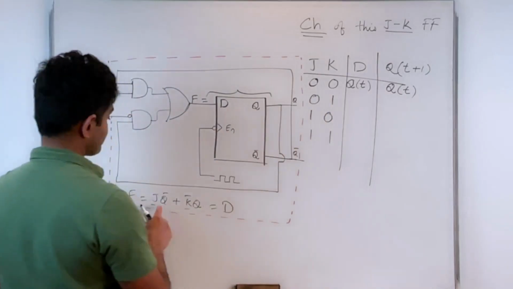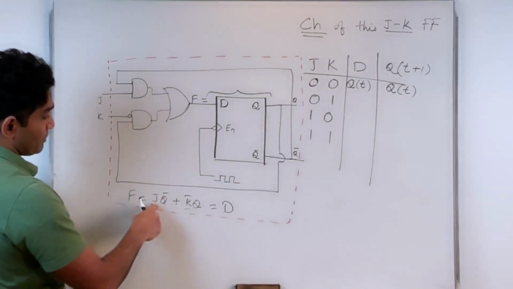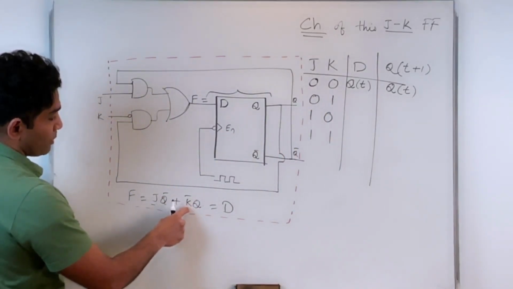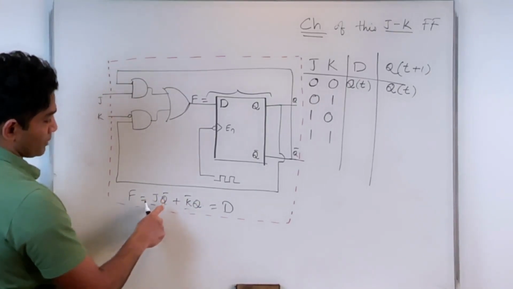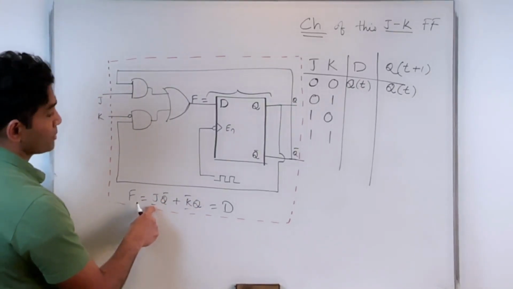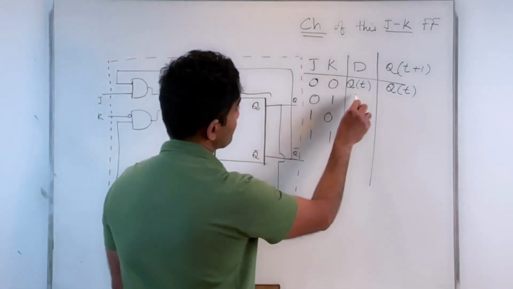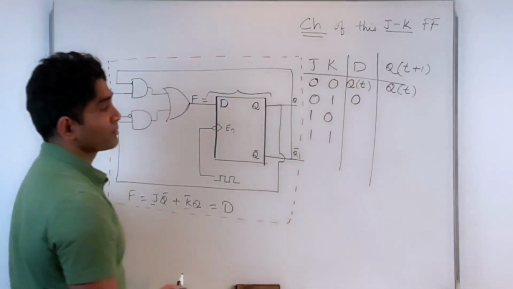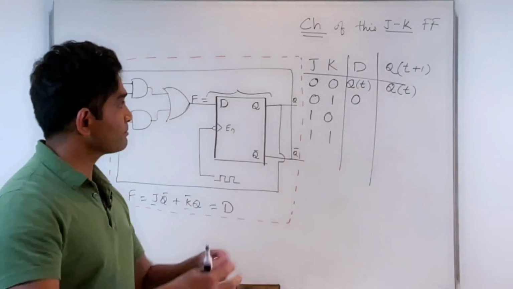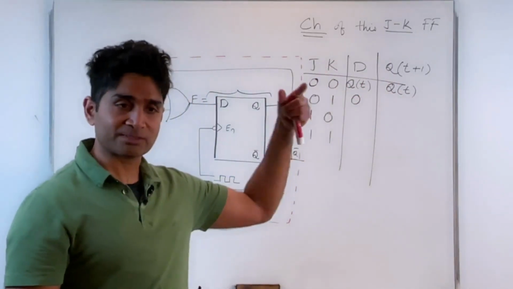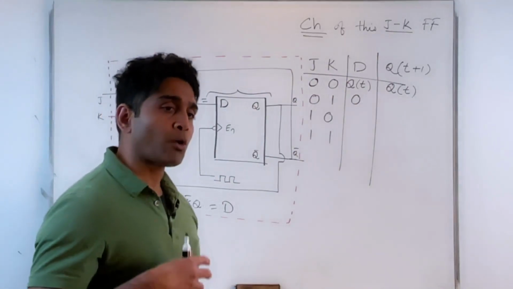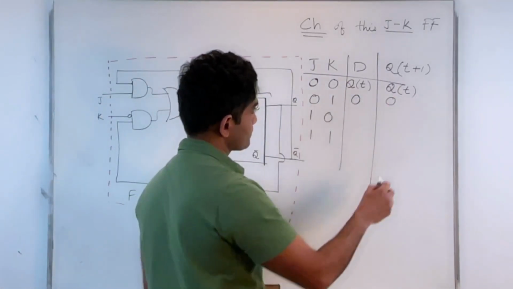0, 1, again you plug in these values here. J is 0, K is 1, K prime becomes 0, that's 0. So I'm applying a value of 0 on D. That means in the next triggering instance, output follows the input. So whatever was there before, it gets overwritten with 0.